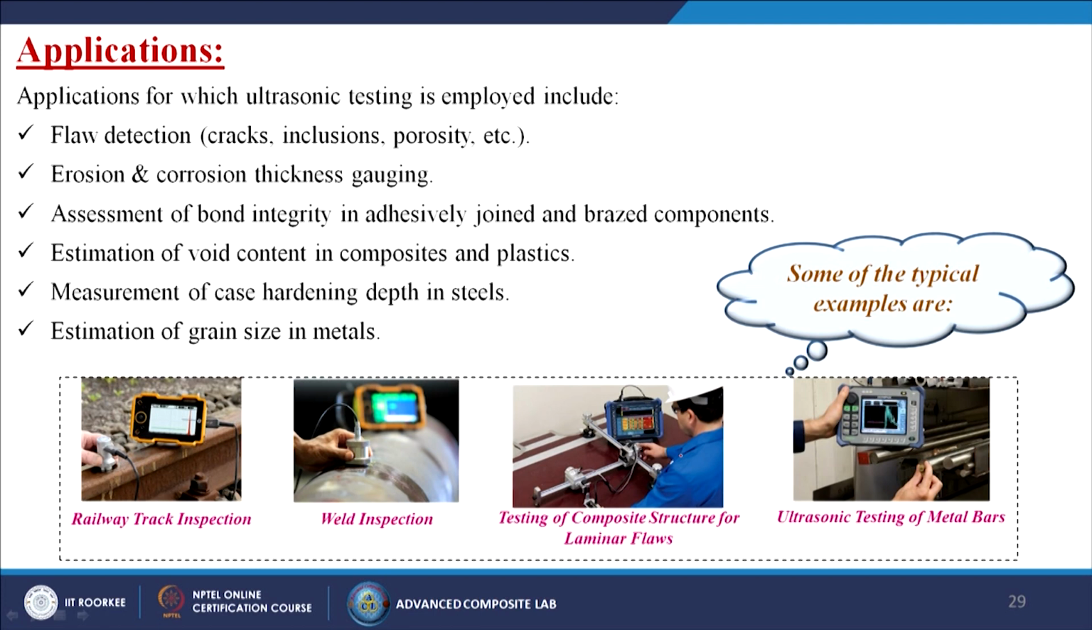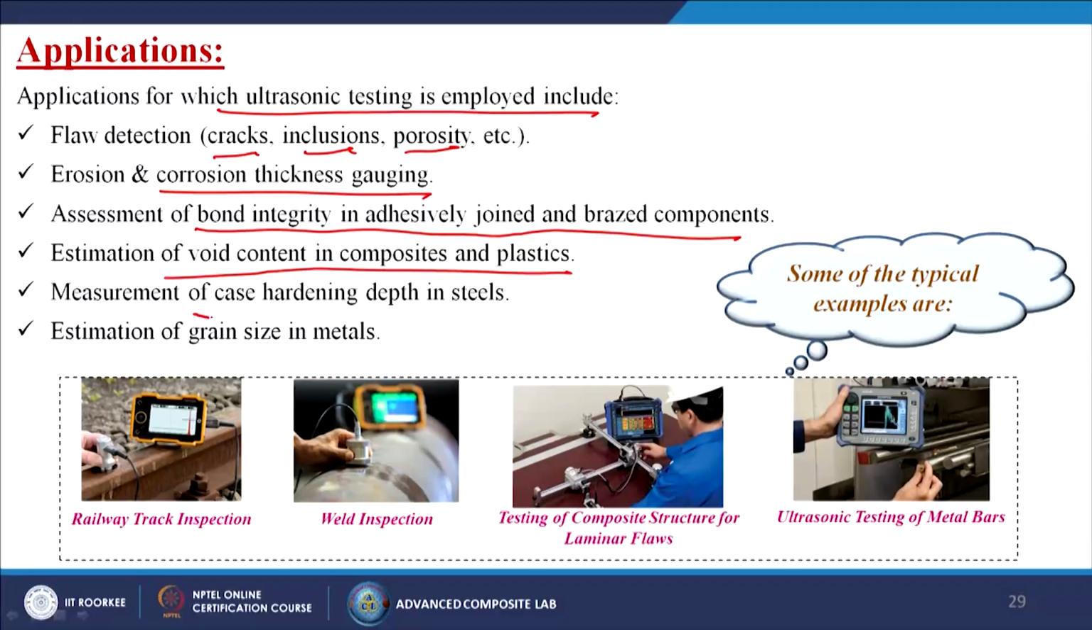Applications. Applications for which ultrasonic testing is employed include flaw detection like cracks, inclusions, porosity, erosion or corrosion, thickness gauging, and assessment of bond integrity in adhesively joined and brazed components. Say suppose I am doing a coating or sticking one material on top of another. So, what is the position of the interface, if there are any bubble formations or cracks present, or some kind of delaminations.